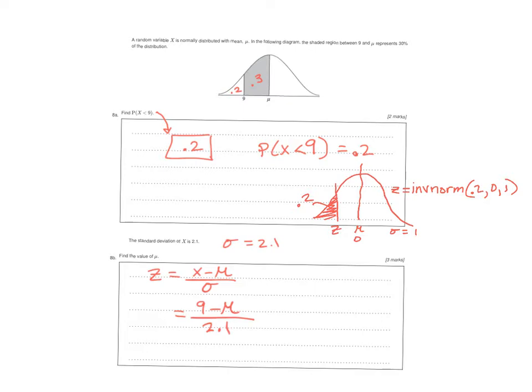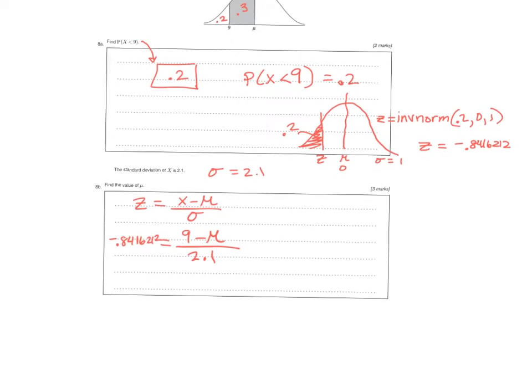So when I do that, it gives me z equal to negative 0.8416212, and so on. And so that is my z-score, negative 0.8416212. And so now I just have an equation I need to solve. I multiply both sides by 2.1, and that gives me negative 1.767, and so on.